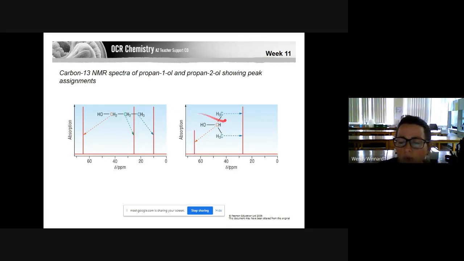Now if we go to propan-2-ol, it has 3 carbons, but these two here are identical. They're in the same environment. We say they are equivalent. So this will give out 2 signals. These 2 will give out the same signal, and this one little one here on its own that's attached to an OH will give out another. So even though they're the same molecular formula, the 2 position isomers will give 2 different spectra. So we can distinguish between the 2 isomers using carbon-13 NMR.